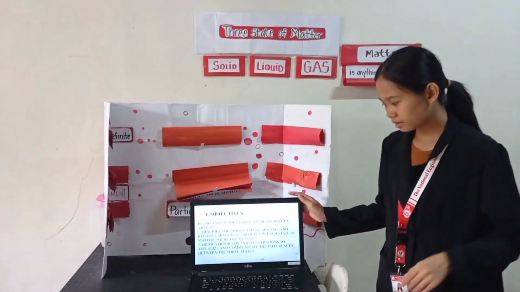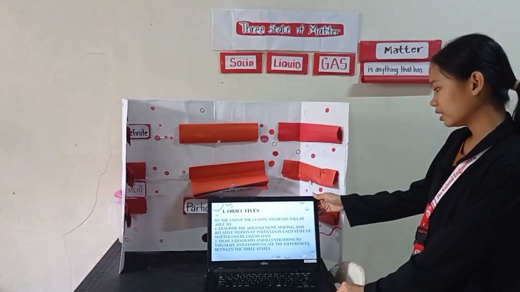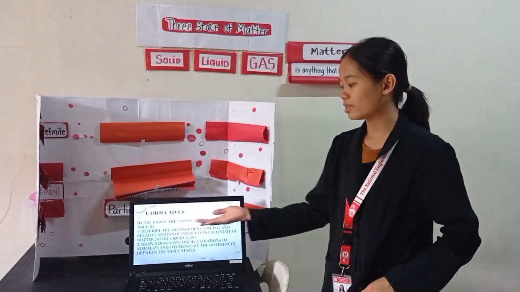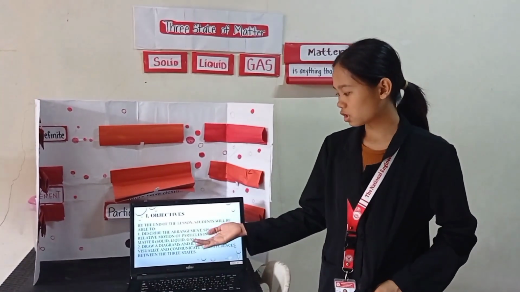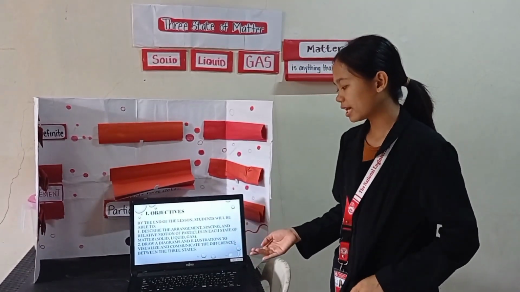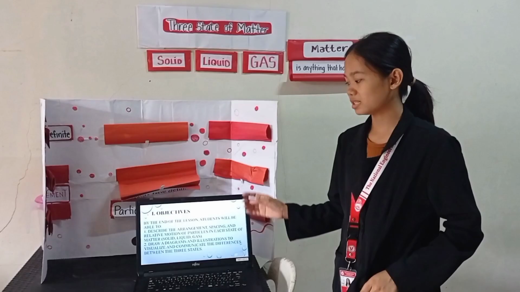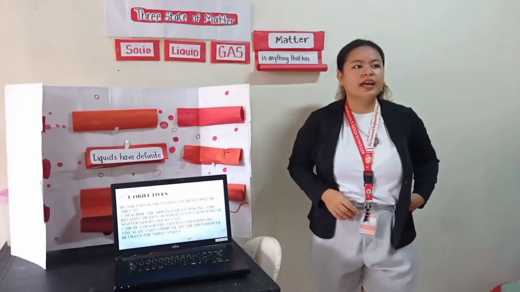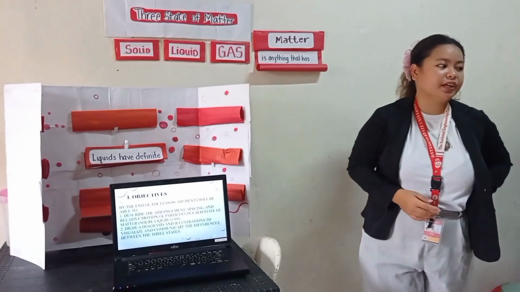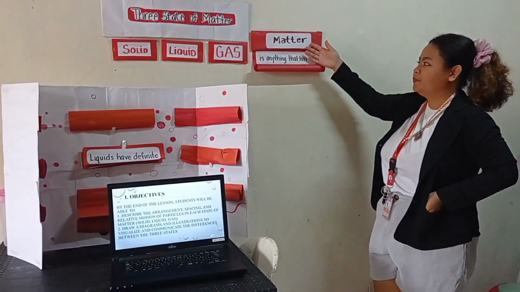Number 1, describe the arrangement, spacing, and relative motion of particles in each state of matter, which is solid, liquid, and gas. Number 2 is to draw diagrams and illustrations to visualize and communicate the differences between the 3 states. The previous activity that you did is connected to our topic, which is matter.